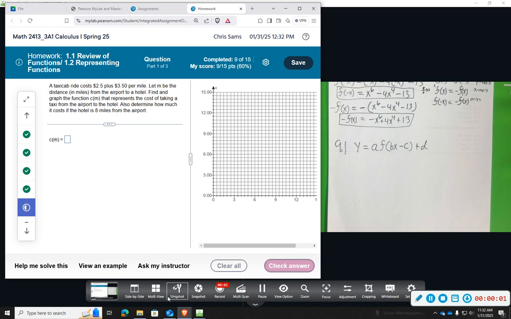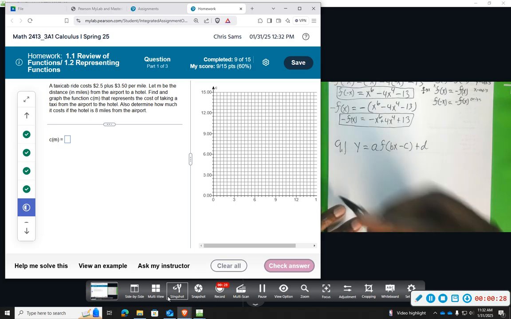All right, question number 10. We have three parts here. A taxi cab ride costs $2.50 plus $3.50 per mile. We're going to let M be the distance in miles from the airport to a hotel. We're going to find and graph the function C(M) that represents the cost of taking a taxi from the airport to the hotel. And we're also going to determine how much it costs if the hotel is 8 miles from the airport.